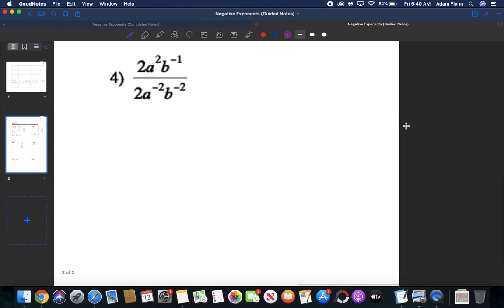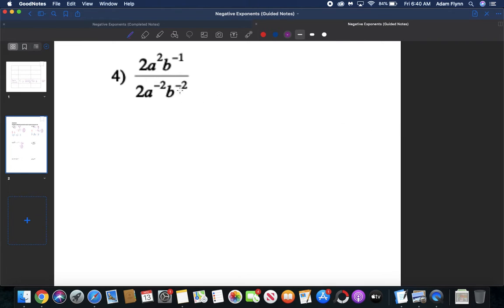All right, looks like I've got a lot of negative exponents here. I've got 3 of them. Okay, so the first thing that I'm going to do is I'm going to add exponents to my terms that look like they don't have any exponents. So that would be this 2 up here and this 2 down here.